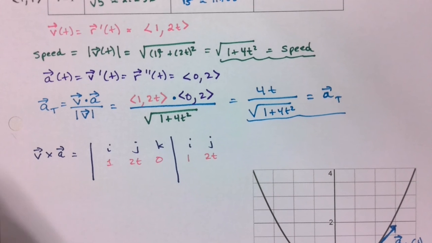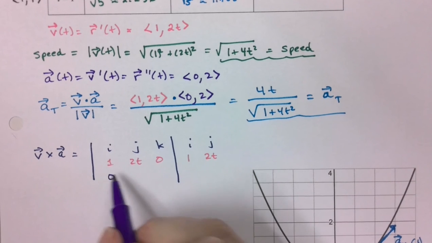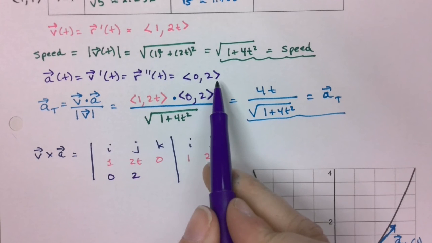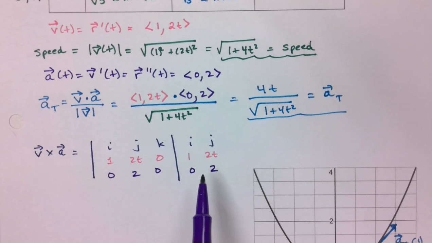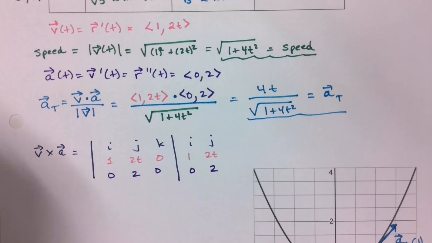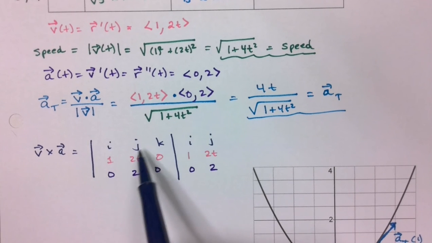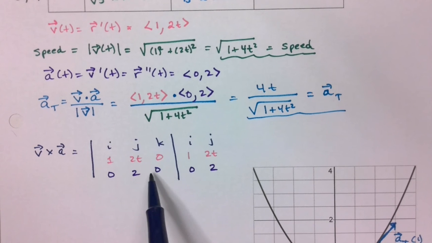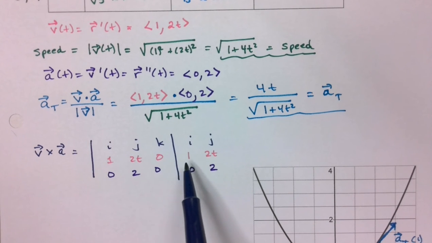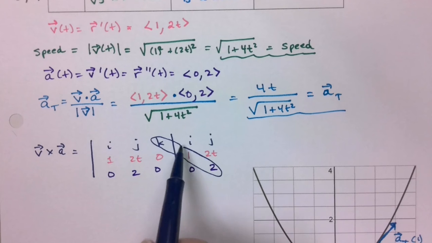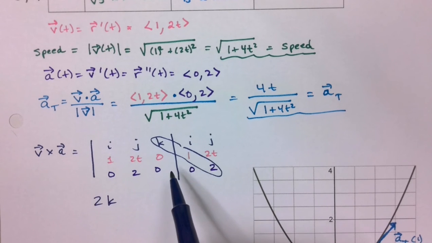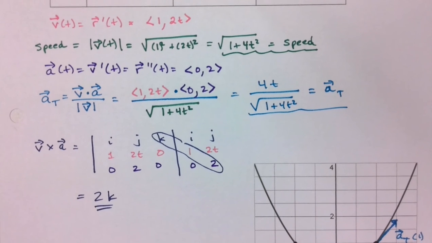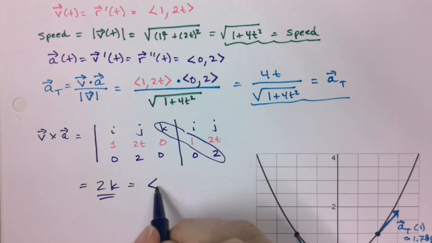And then the acceleration was 0, 2, and then there was no z component, so just put 0 in. With that many zeros in this, that means that this is a very simple cross product. The only thing that works out, that's 0, that's 0, 2k. This one right here is the only one that works. Backwards it's 0, 0, 0. Right? So the only one that works is 2k, which would be 0, 0, 2. That's my cross product.